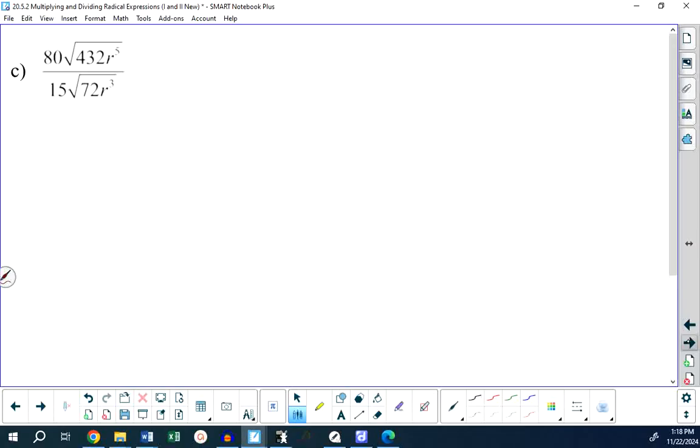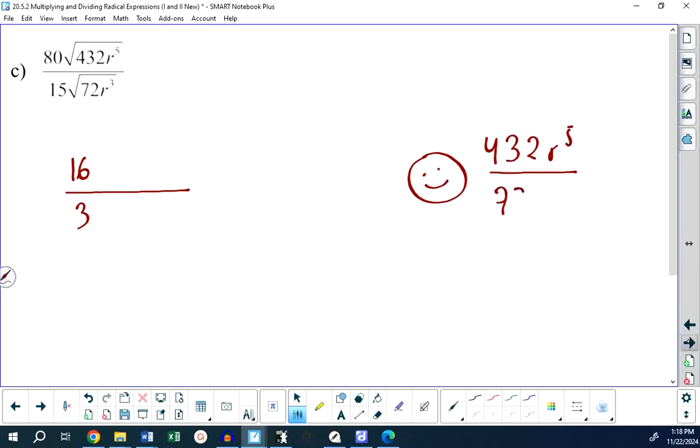Okay. So when we reduce the coefficient part of this down, we get a 16 here and a 3 there. Can I divide? I'm not going to rewrite this. I'm just going to go over here and say, can I take 432 r to the 5 divided by 72 r cubed? Can I do that? Sure, I can because they're both radicands. And r to the 5 over r cubed is r squared. So we're going to have an r squared underneath that radical.